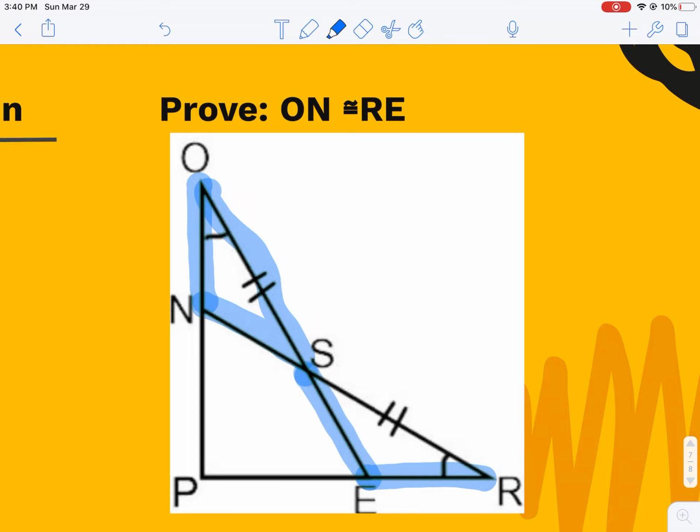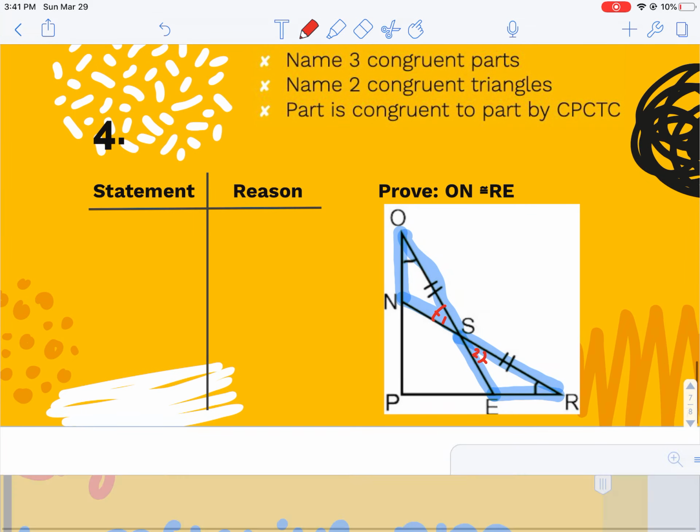So I'm looking at these 2 triangles. When I look at those, I have angle O and angle R marked congruent. I have OS and SR marked congruent. And then I can get angles 1 and 2 marked congruent because they're vertical angles. So I'm going to start just by proving those 2 little triangles are congruent, and then I can move on with the rest of my proof.